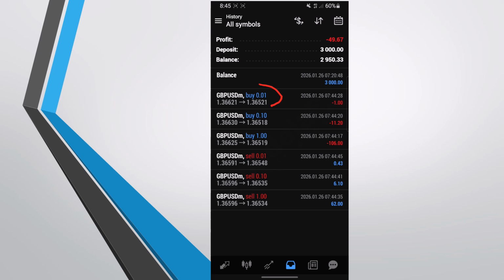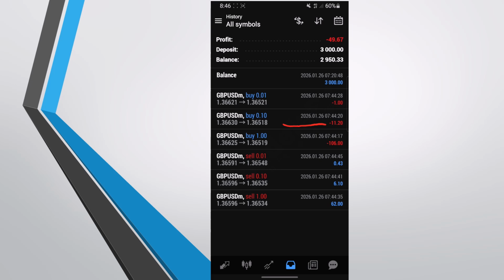Then that 10 pips now is a $1 loss, just like I explained to you in the previous slide, where with 1 micro lot size, if it moves 10 pips in your direction, it gives you $1, but if it goes against your direction, it takes $1 out of your account. All right, let's talk about the second one, which is 0.10, 1 mini lot size. You can see this one also read 10 pips. You can see the result of it there, which is $11.20.